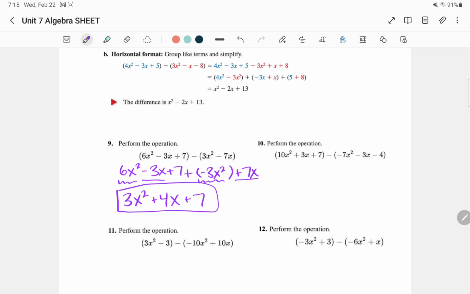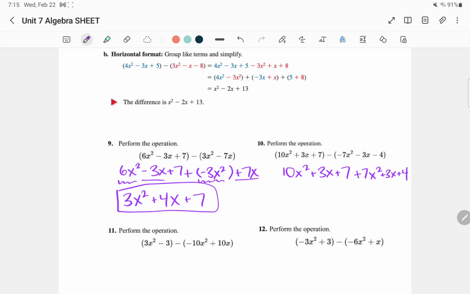For number 10, I'm going to do the same thing. Keep, change, change. So keep my first polynomial the same, 10x squared plus 3x plus 7. I'm going to change the minus to a plus. And I'm going to change each term inside the second set of parentheses. So negative 7x squared becomes positive 7x squared. Negative 3x becomes positive 3x. Negative 4 becomes positive 4.